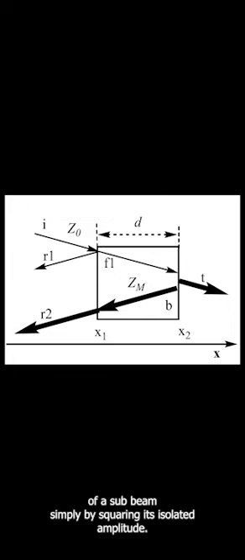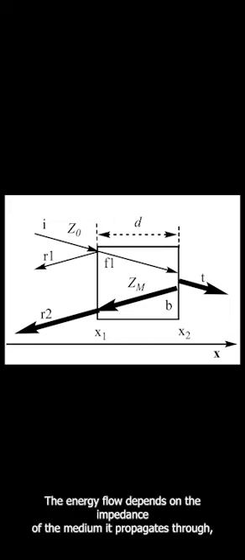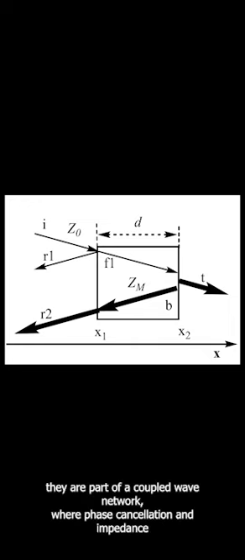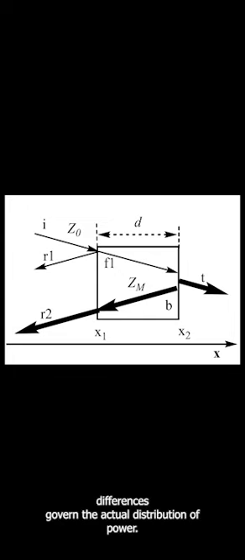You cannot calculate the energy of a sub-beam simply by squaring its isolated amplitude. The energy flow depends on the impedance of the medium it propagates through, and the phase relationship with overlapping waves. When F1 and R2 exhibit large amplitudes, they are part of a coupled wave network where phase cancellation and impedance differences govern the actual distribution of power. Scene 3, the rigorous rigor of complex energy conservation.